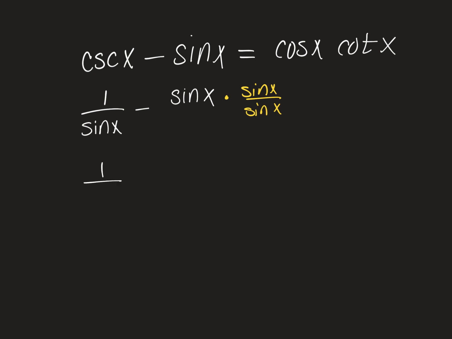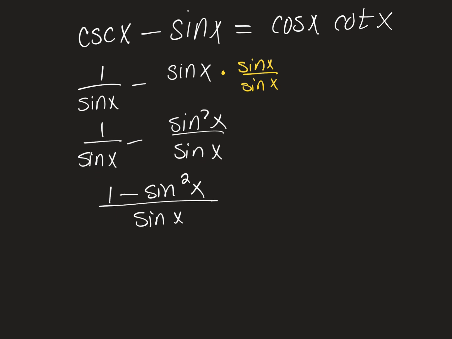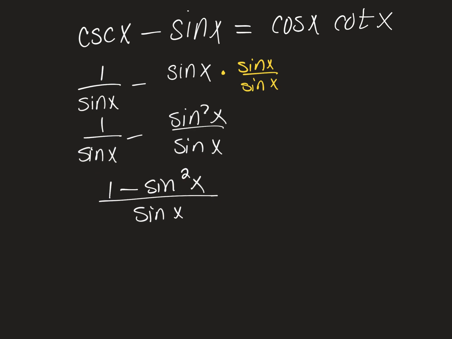So that becomes sine squared over sine. Right? It's just like when we change the 1s to 2 over 2s, things like that, okay? So now I'm going to combine that into one fraction. Now, we know that 1 minus sine squared is equal to cosine squared. All right, so now I'm going to split that cosine squared up into cosine times cosine.